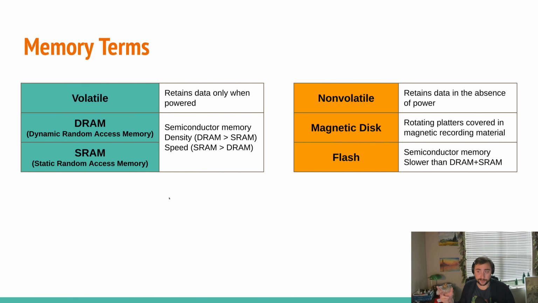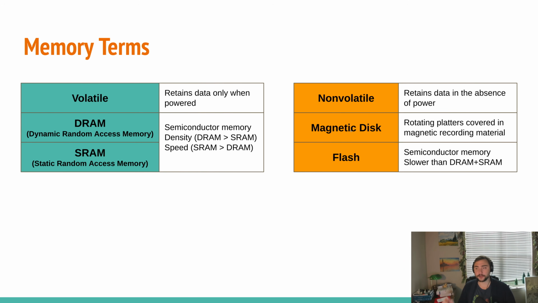So on the other side of things, we have our non-volatile memory, and that's going to be our memory that retains the data in the absence of power. And this is really a critical thing, right? When we turn off our computer, we want our operating system to still be there and any programs or data that we've created to still be accessible. So we have a few different forms of non-volatile memory that we should be familiar with. So we have things like our magnetic disk or our hard disk drives.